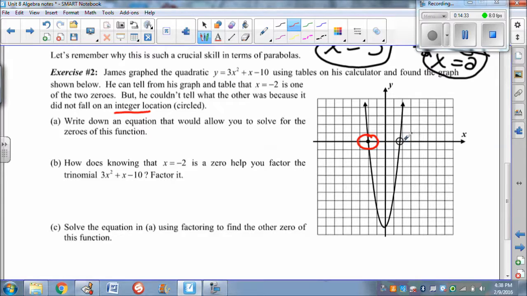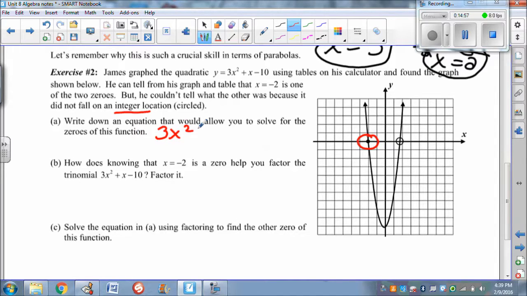So that right there is circled. Not on an integer location. So I don't know what it is. I can get an estimate. It's somewhere between 1 and 2, but I have to be specific about what it is. So it says, write down an equation that would allow you to solve for the zeros of this function.